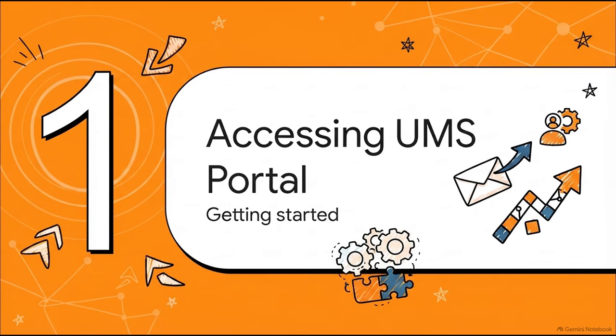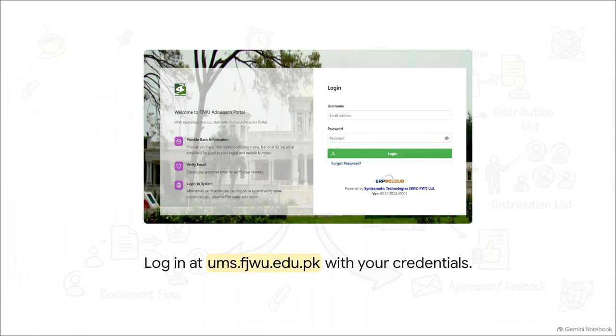All right, Section 1, accessing the UMS portal. You'll start by heading over to FJWU.edu.pk. Once you're there, just log in using your standard credentials. Quick reminder though, make sure you use your official email address as your username. And hey, just a heads up, we've made sure to blow these screenshots up nice and big on screen so they're actually easy for you to see.